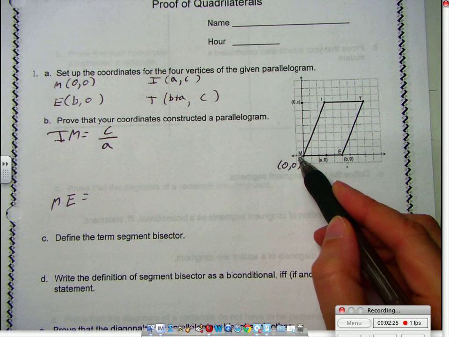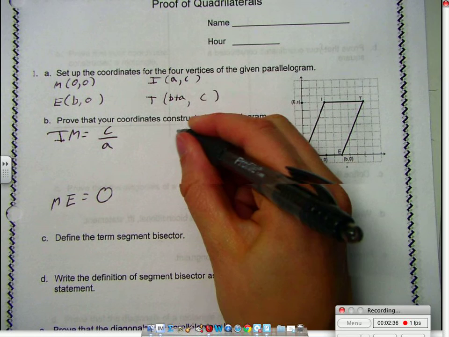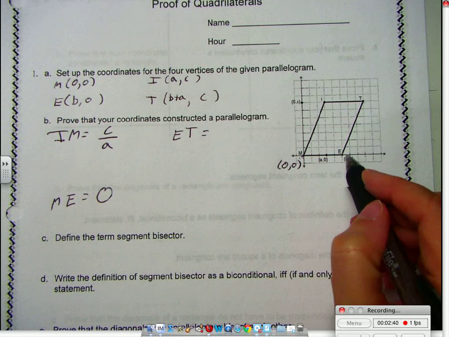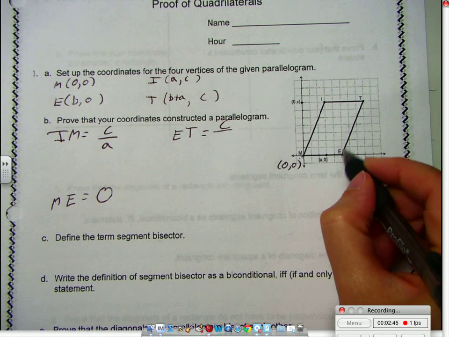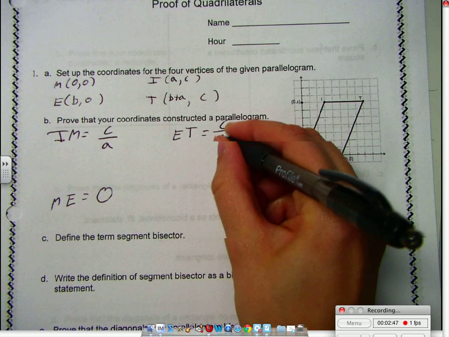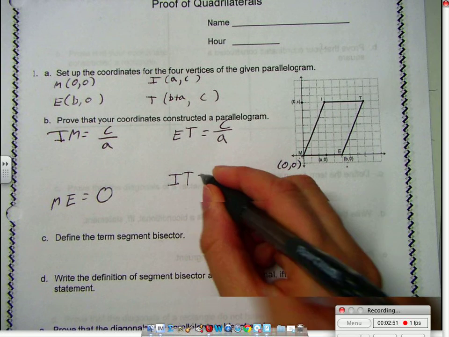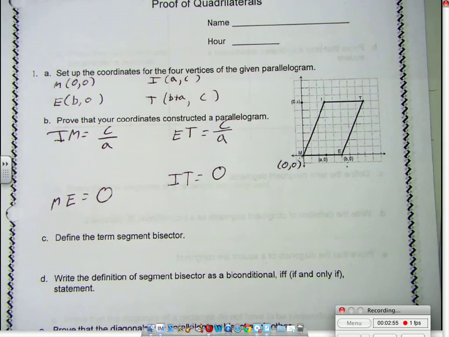Okay. Let's look at M to E. How much do I go up from M to E? 0. So I can stop right there. If there's 0 on top of a fraction, I know the answer is going to be 0 anyways. Okay. E to T. How much do I go up? C. And then how much do I go over? A. Okay. And then I to T. How much do I go up? 0. So I can stop.